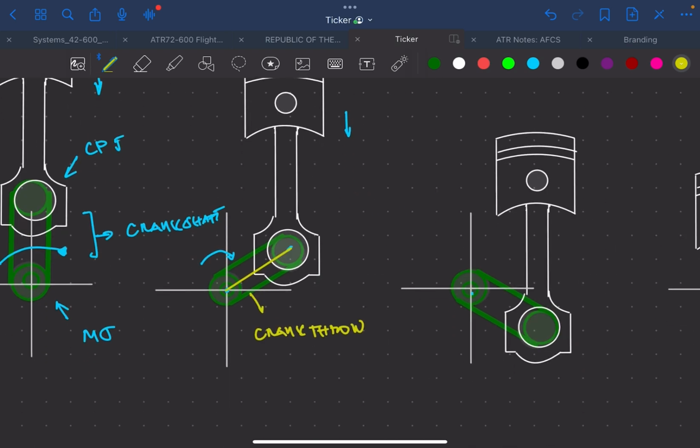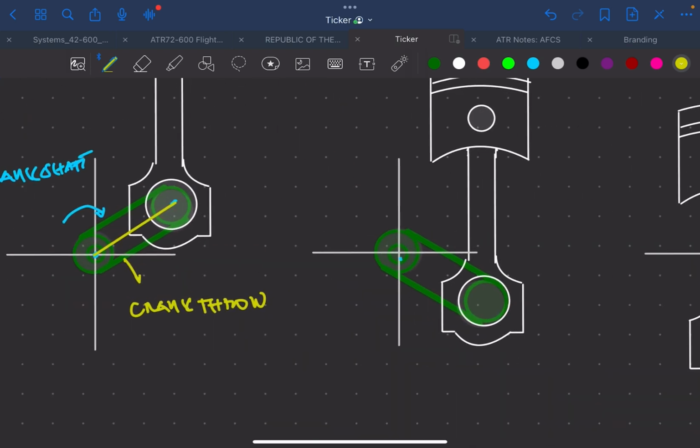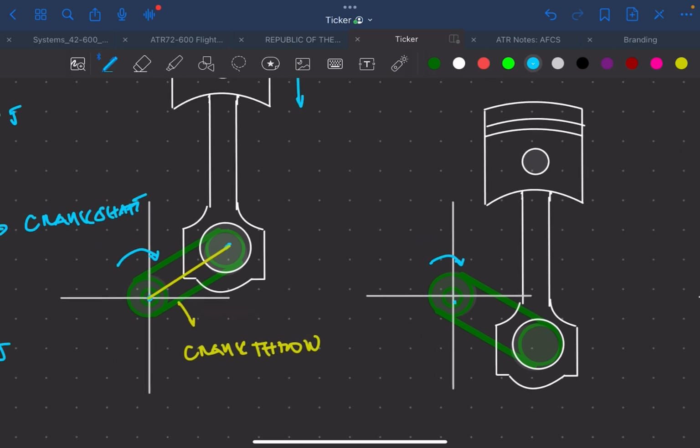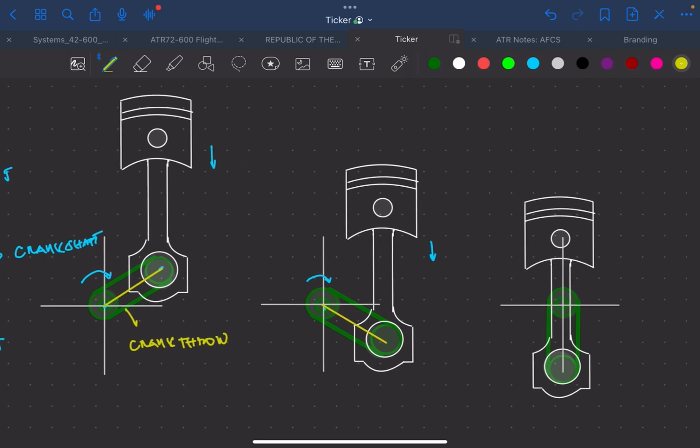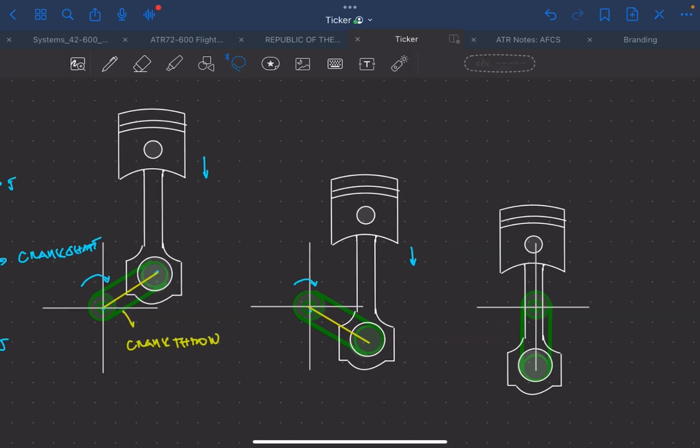Okay, moving on to the sequence. As the crankshaft rotates even further, the piston moves down even further. The crank throw is now oriented in this manner. Okay, and then the piston reaches the bottom of its allowable downward motion, and the crank throw is oriented now in this manner.